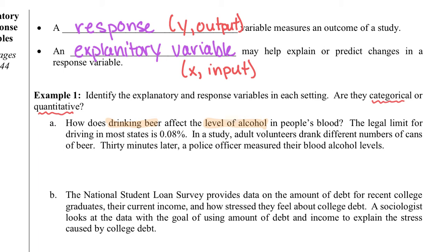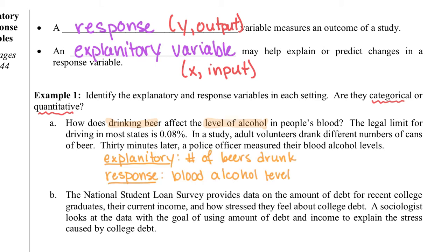The legal limit for driving in most states is 0.08%. In a study, adult volunteers drank different numbers of cans of beer. 30 minutes later, a police officer measured their blood alcohol levels. So guess what? Those were my two variables. Which is the explanatory and which is the response? Well, you have to drink beer before your alcohol level will change. So drinking beer is your explanatory, your input, quite literally your input, and your response would be the alcohol level.